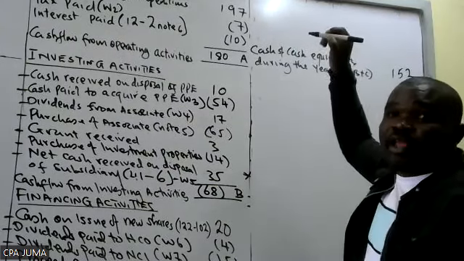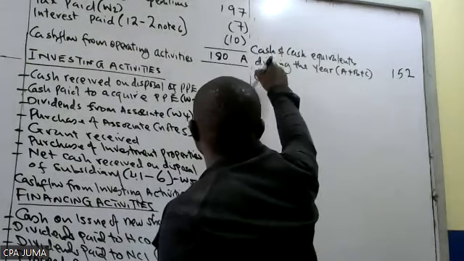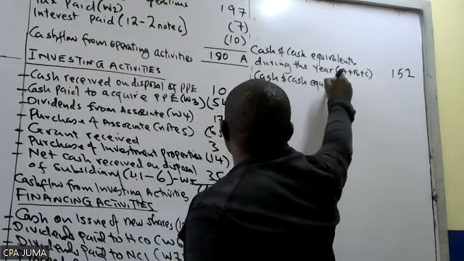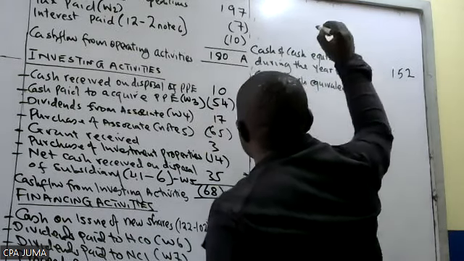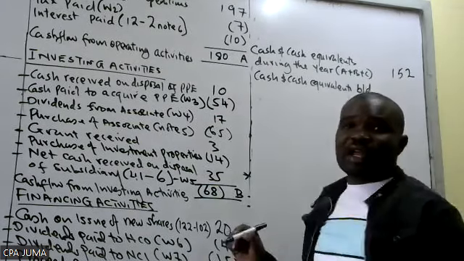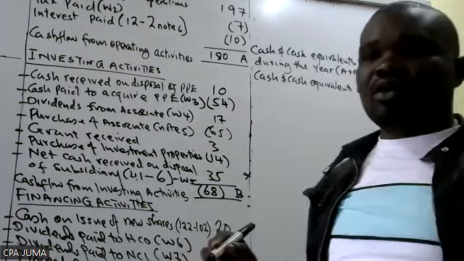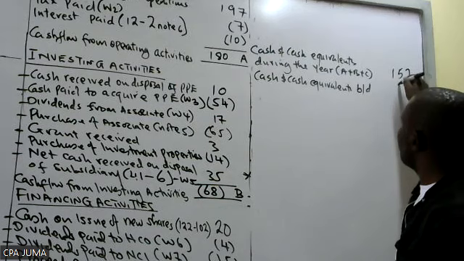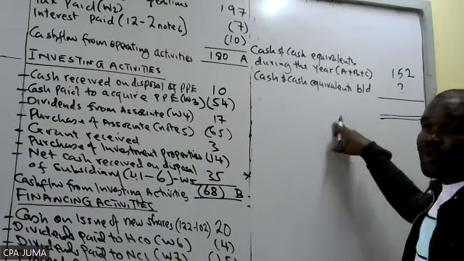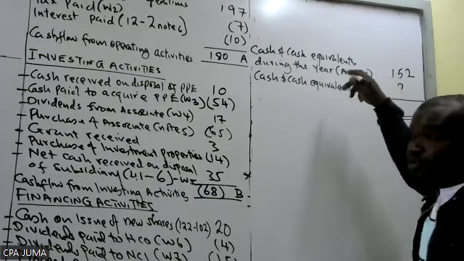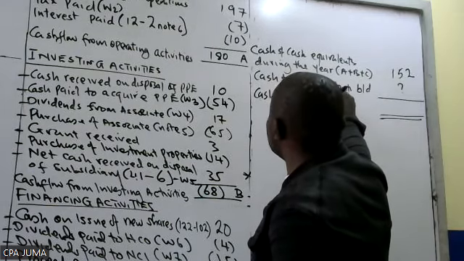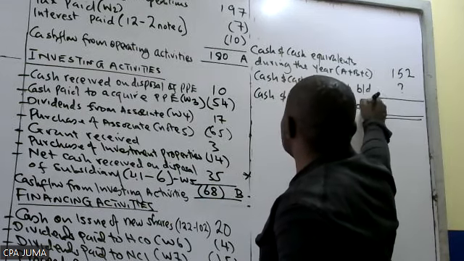Thank you. Then we bring cash and cash equivalents brought down. So we'll bring it here. When you add the brought down plus this, you should be able to get cash and cash equivalents at the end, which is carried down.